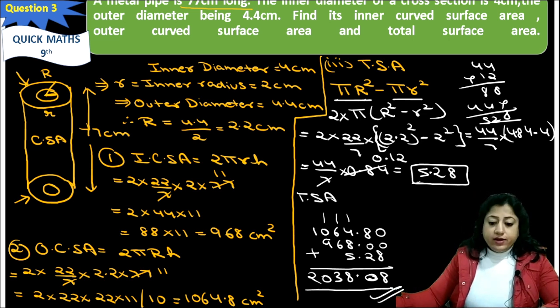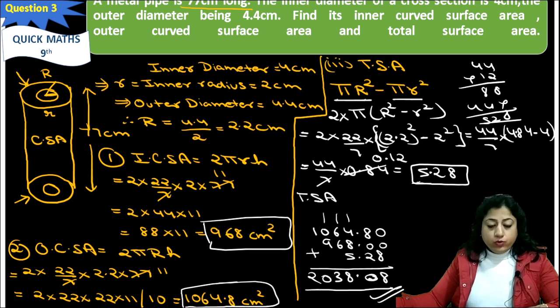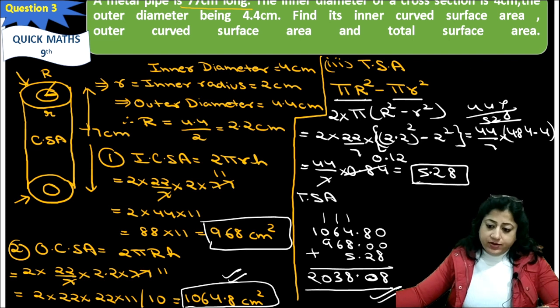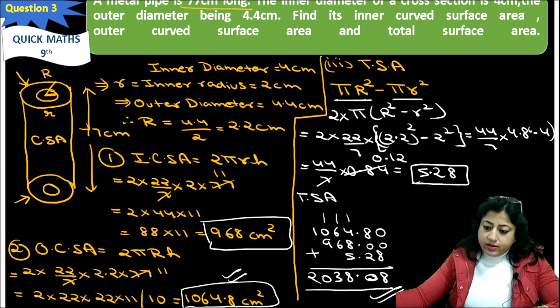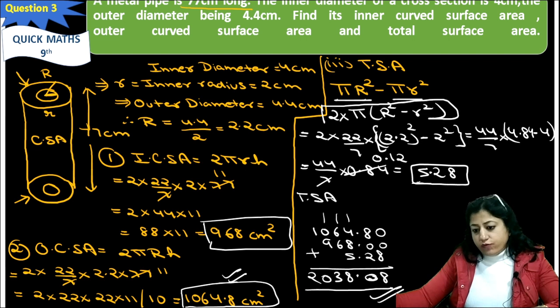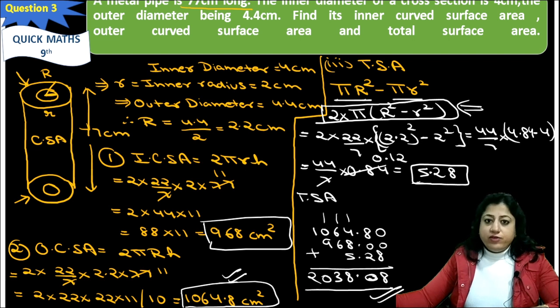So we have calculated first the inner curved surface area. The radius is the small one, that is 4 by 2, 2 centimeter. Outer curved surface area, the radius is the bigger one, that is 4.4 by 2, 2.2 is the radius we have calculated. Then for thickness, because in total surface area we have to calculate the thickness part also, we will consider this formula, twice of pi into R square minus r square. So it will be 5.28 and we will add all these three areas to calculate the total surface area.